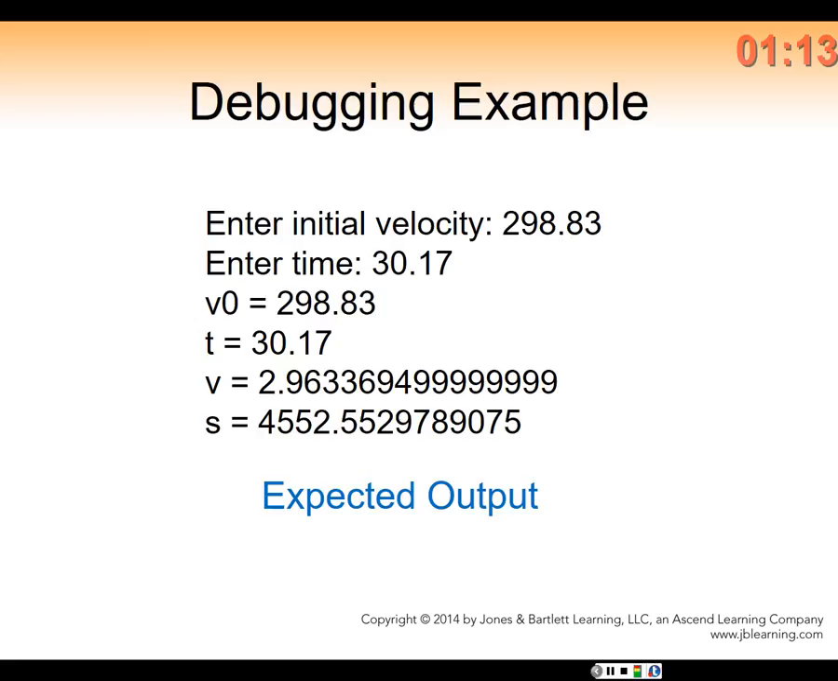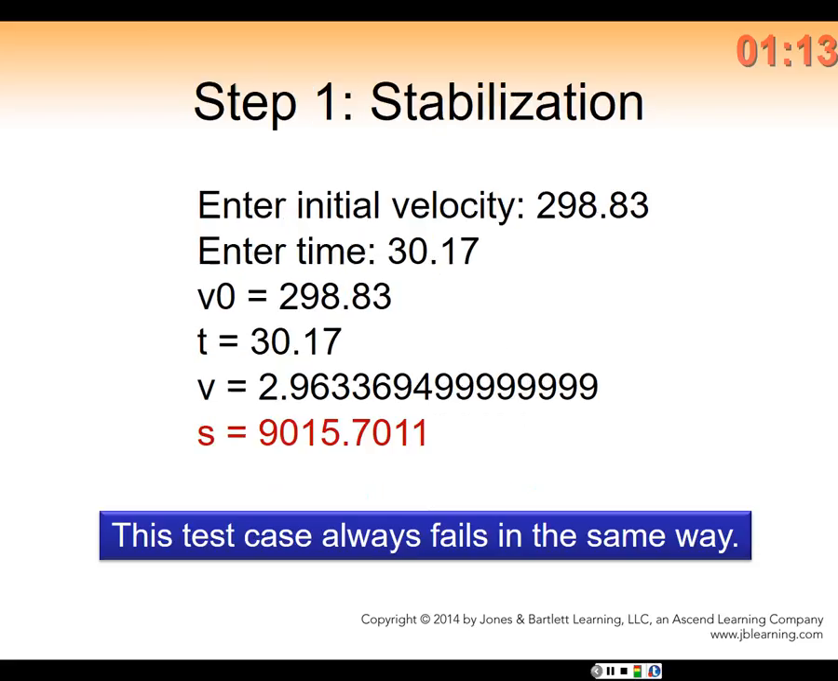So here is a test case. The first 2 things are my inputs, and these 4 are the outputs. That's the expected output, but what I get is that. And I just put in red what's wrong.